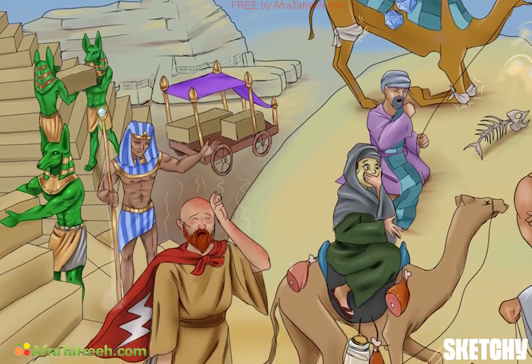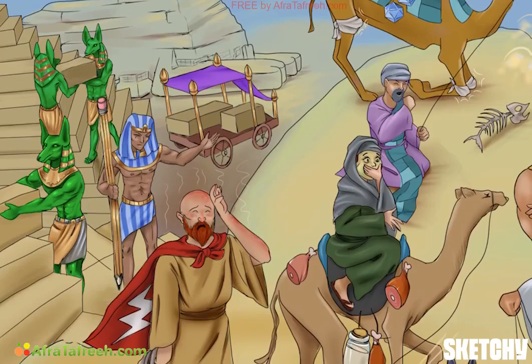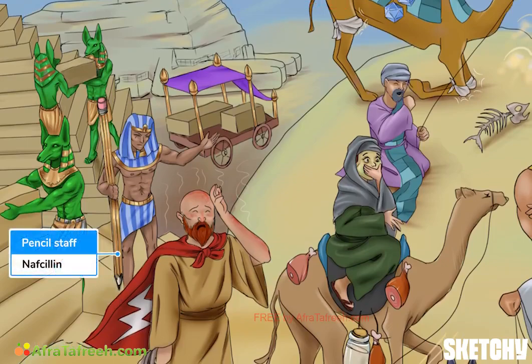We'll change this Pharaoh's staph into a pencil. Pencils are a symbol for penicillin, and a good mnemonic people use is NAF for staph, which we've illustrated by substituting a staph for a pencil.